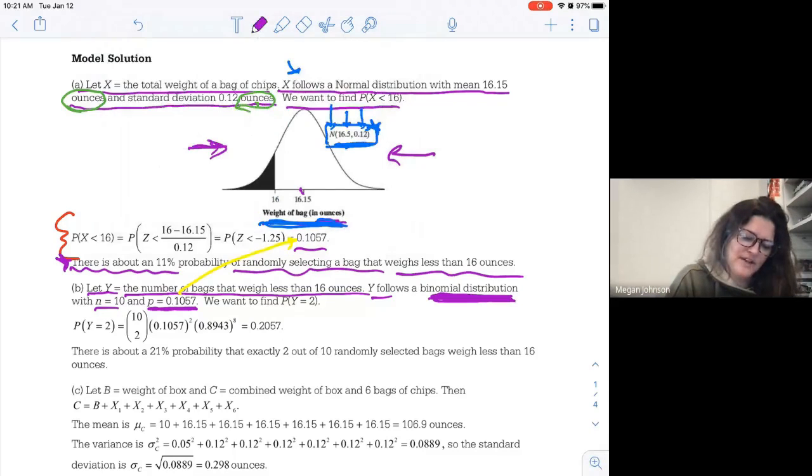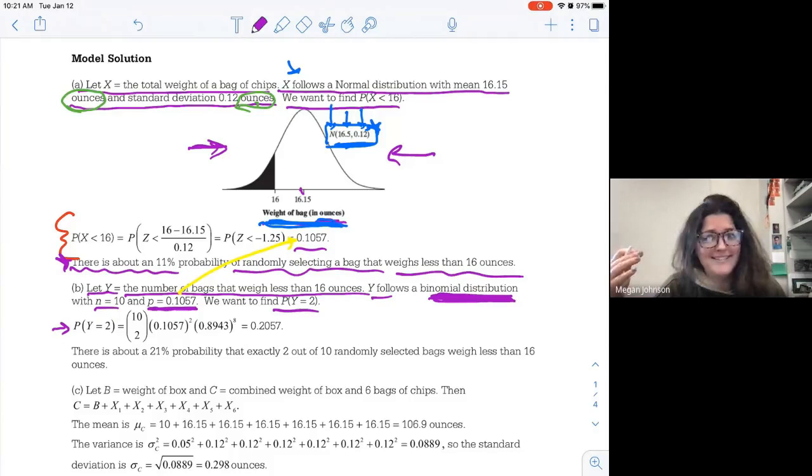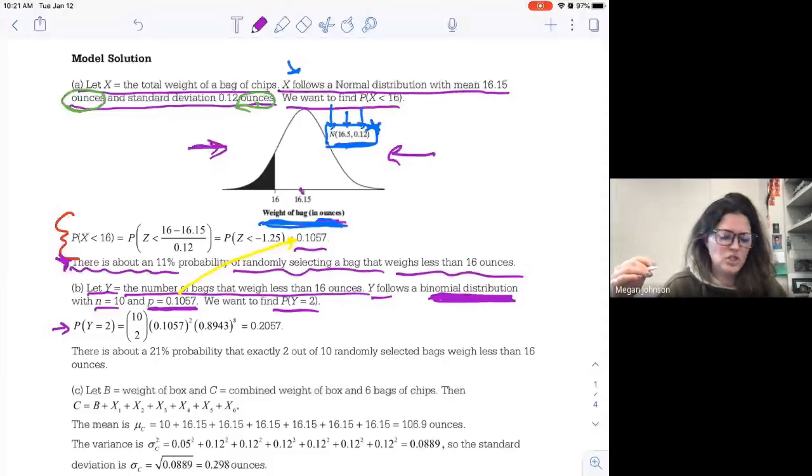Then it says we want to find the probability that Y is equal to 2. So now they just plug it into the binomial formula. And by the way, the binomial formula is given to you on your formula sheet for the AP exam. It's not what you have to memorize. You just have to know when to apply it, which is sometimes harder. But you don't have to have the formula itself memorized. You will get it on your formula sheet.